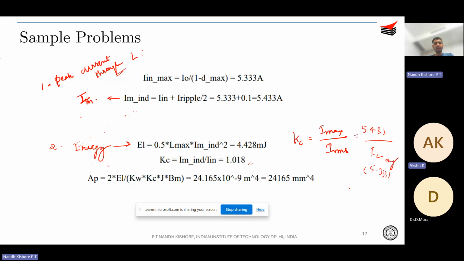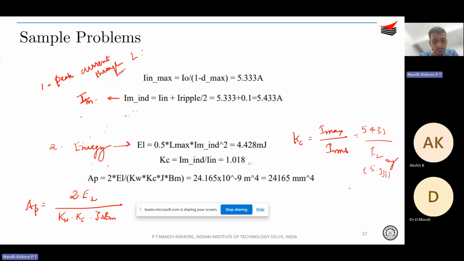This is your Kc, and finally from that you get the area product. This particular relation for area product is something that you need to internalize. Area product is given by 2EL divided by Kw into Kc into J into Bm. Bm may even be delta Bm, which is the exact value used in the lecture slides. But for a boost converter, it is always going to be positive current, never negative. Therefore, you always have a hysteresis loop between 0 and Bm. So area product is 2EL divided by Kw into Kc into J into delta Bm.